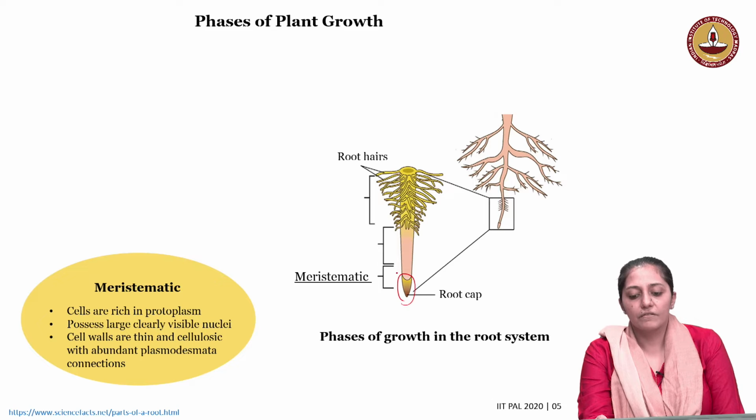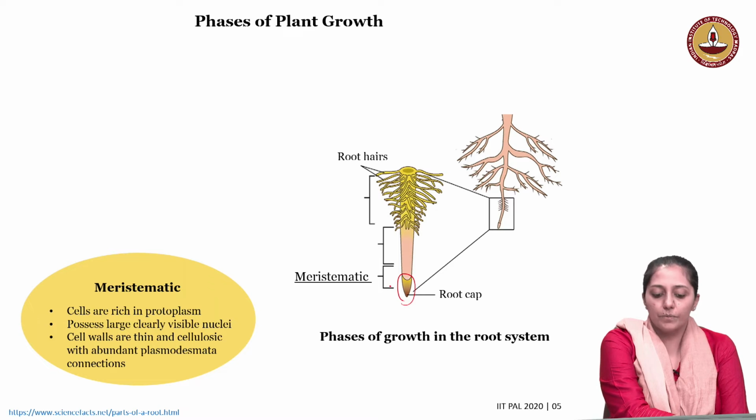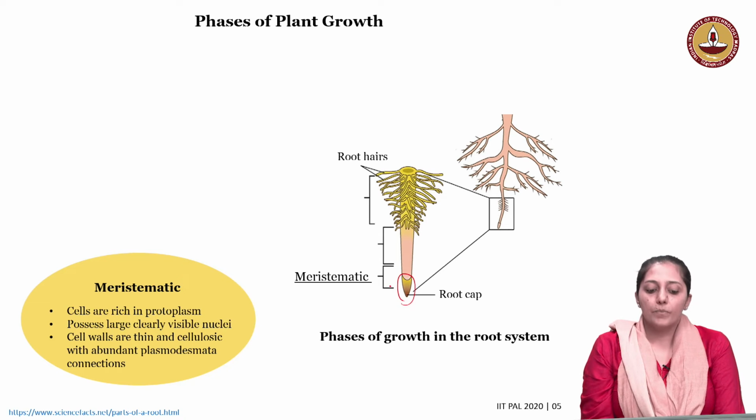This is the region which has meristematic cells. These meristematic cells are rich in protoplasm. They possess large and clearly visible nuclei. The cell walls are thin and rich in cytoplasmic content. There are also abundant plasmodesmata connections which you can find.